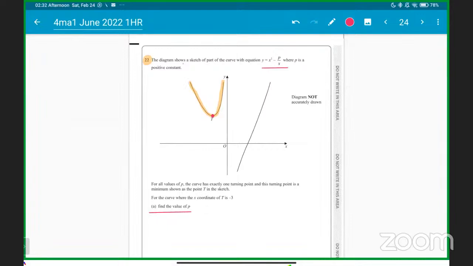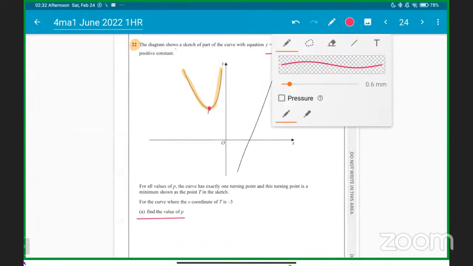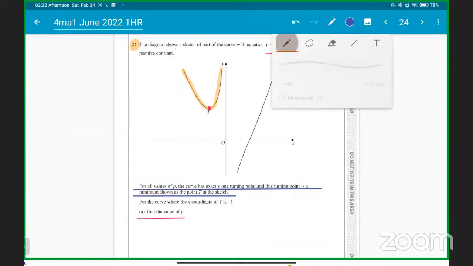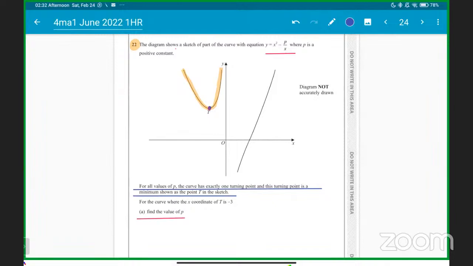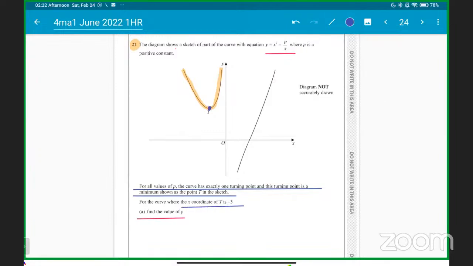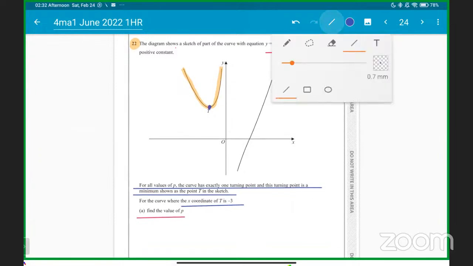Getting it? Guys, getting it? So we have a point T on this graph, y equals x squared. What they are telling us is very simple information. For all values of p, the curve has exactly one turning point, and this turning point is the minimum point shown at the point T in the sketch. Understood, guys? For the curve, the x coordinate of T is -3, the x coordinate is given, sir.